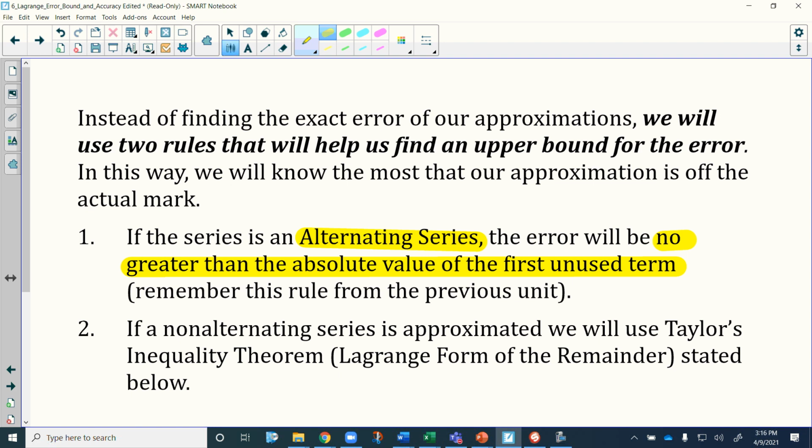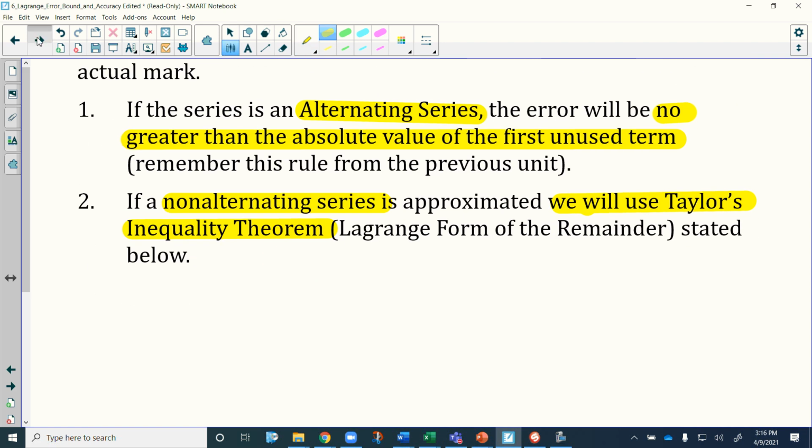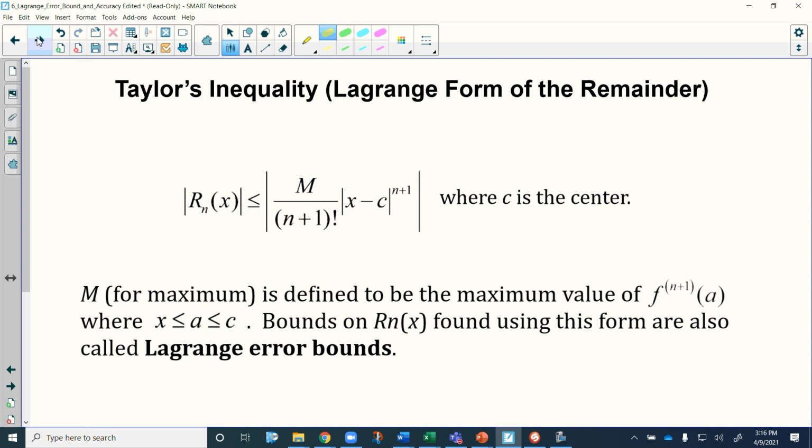Anyway, the second rule is, if it is a non-alternating series being approximated, we will use Taylor's inequality theorem, which is where we're getting the Lagrange form of the remainder. It's stated below, so those of you following along with your notes, it's going to be right underneath here. And there we go. There's the Taylor's inequality expression.